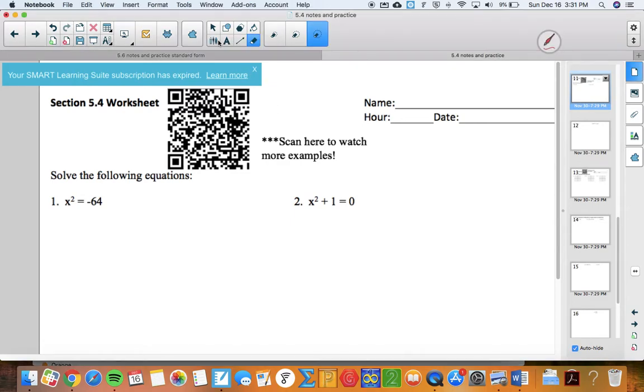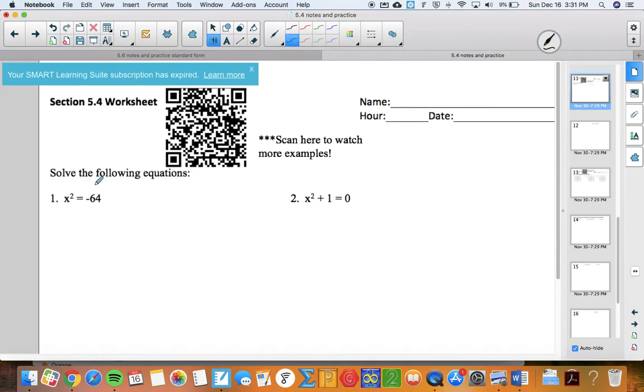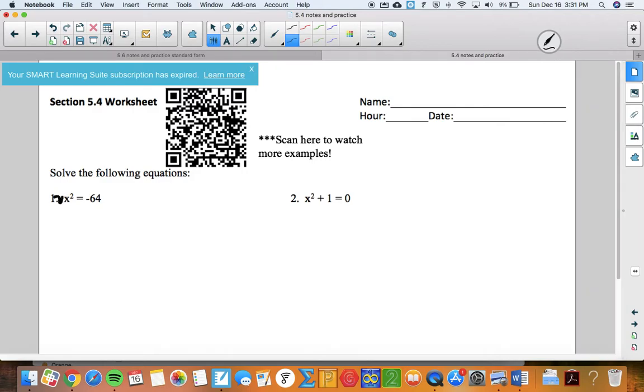So this is 5.4, the first half. Solving equations. Let's see what happens. Here we're trying to get x by itself. All we have to do is undo squaring, so we square root. So x equals, remember we have a plus or minus out in front, but it's the square root of negative 64, so that's no good.